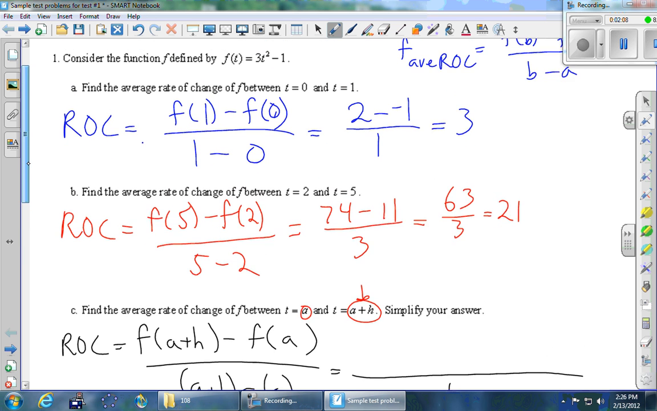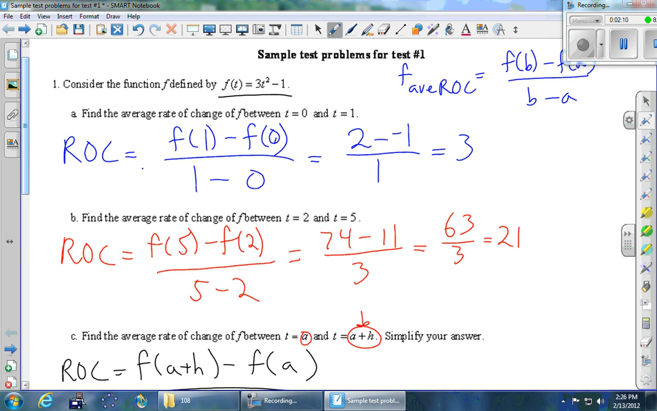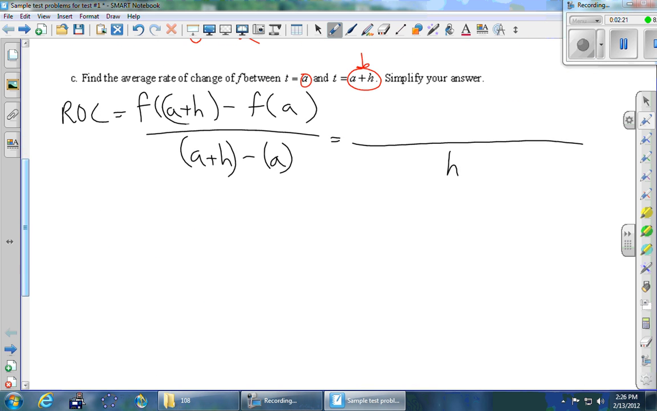So the formula in this case is up here. It's f of t is 3t squared minus 1. So whatever's in the parentheses, you bring it out here, you square it, you multiply it by 3, and you subtract 1. Whatever's in the parentheses, we square it. A plus h gets squared. We multiply it by 3, and you subtract 1. So that whole thing right there, I'll highlight in yellow, is f of a plus h.